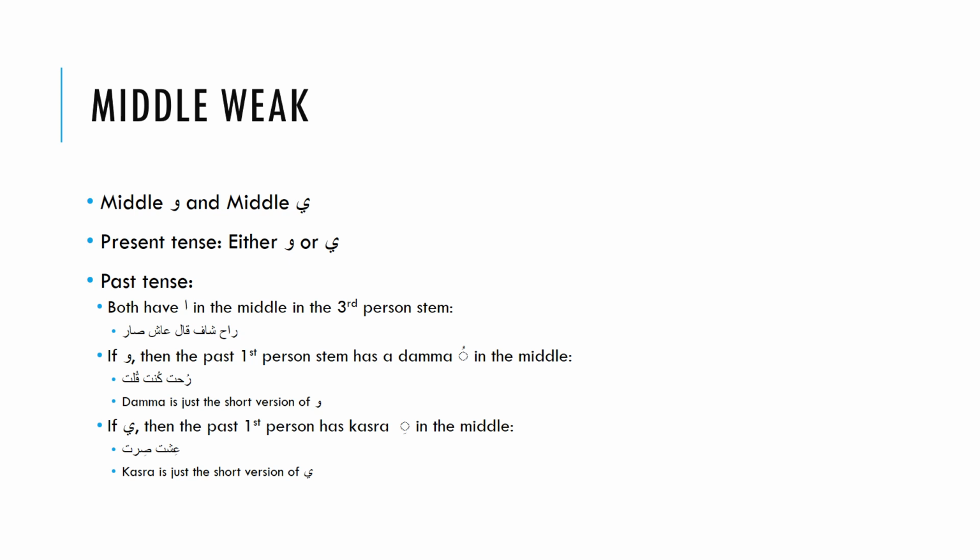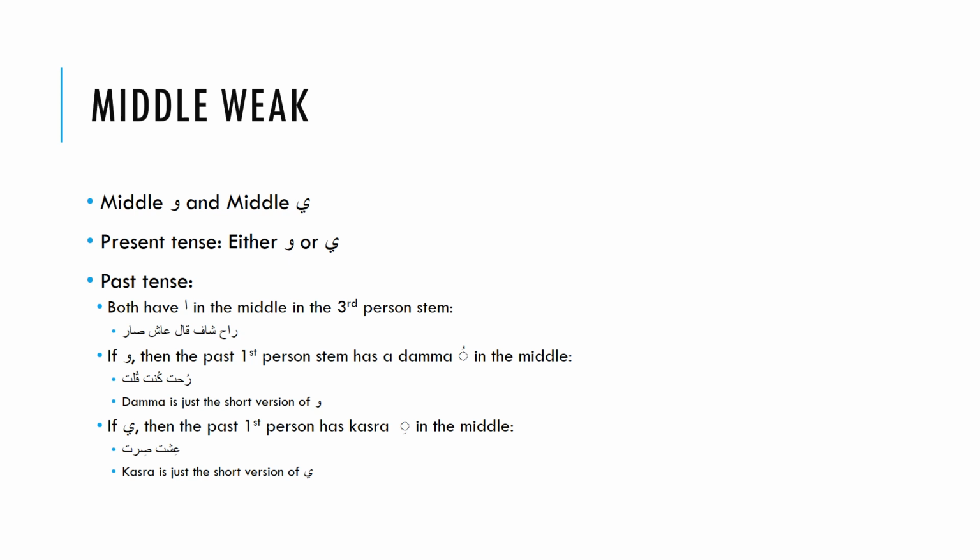So again, just summarizing the middle weak verbs, we have middle wow and middle yeah. We have either wow or yeah in the present tense, and in the past tense, the third person stem always has an aleph for both these kinds. Any of these middle weak ones has this aleph in the past. But if in the present tense it's a wow, in the past it has a dhamma in the middle.